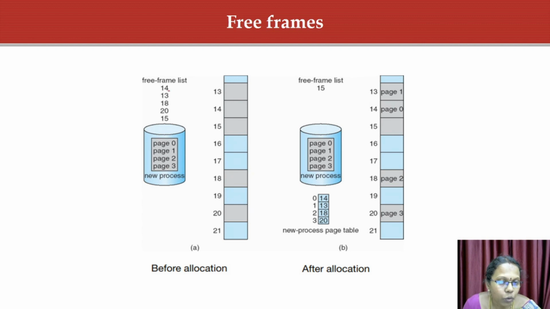For example, take a free frame list. The free frame list holds frames for the arriving process. Frame 14 is allocated to page number 0 and updated in the page table. Similarly, 13 is put to page number 1, 18 to page number 2, and 20 to page number 3. Whenever the process is executed, its pages are loaded into the available free frames in the order of arrival. Wherever free frames are available, they are allocated; otherwise, the process has to wait.